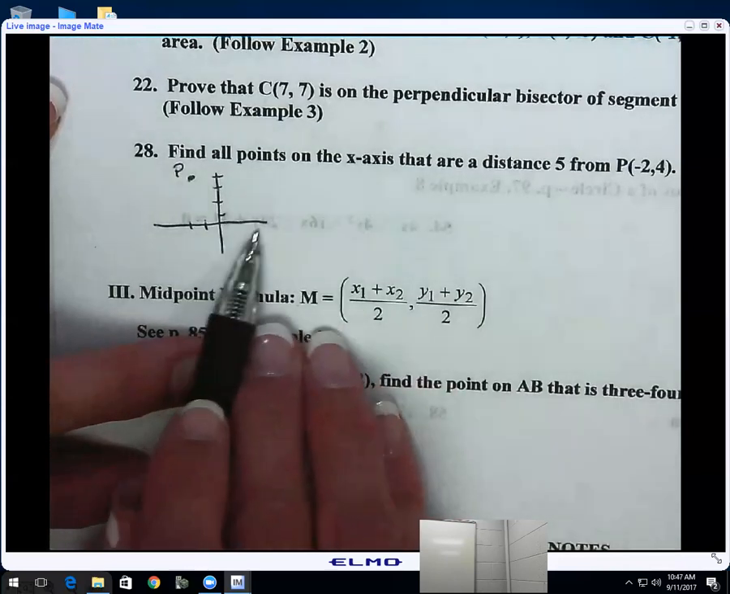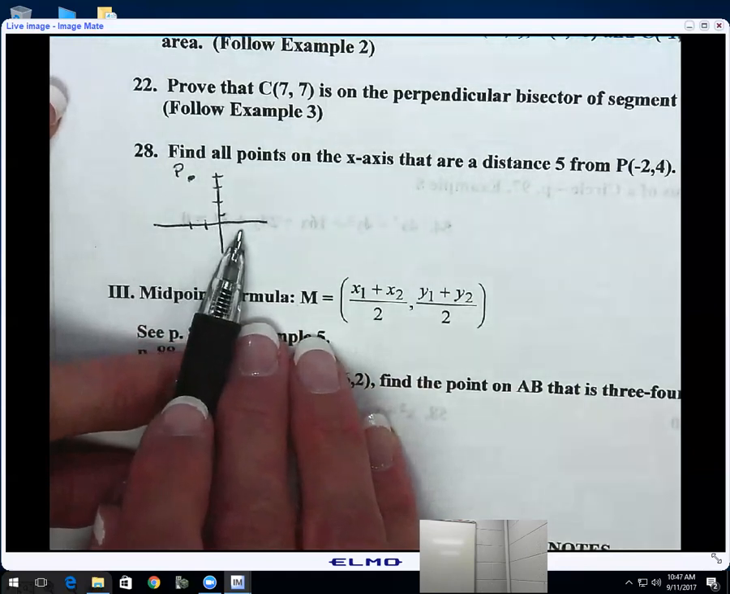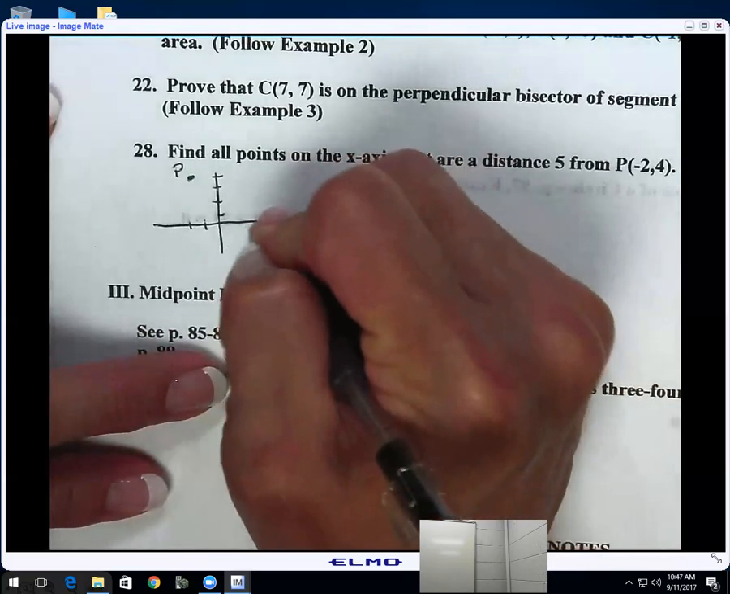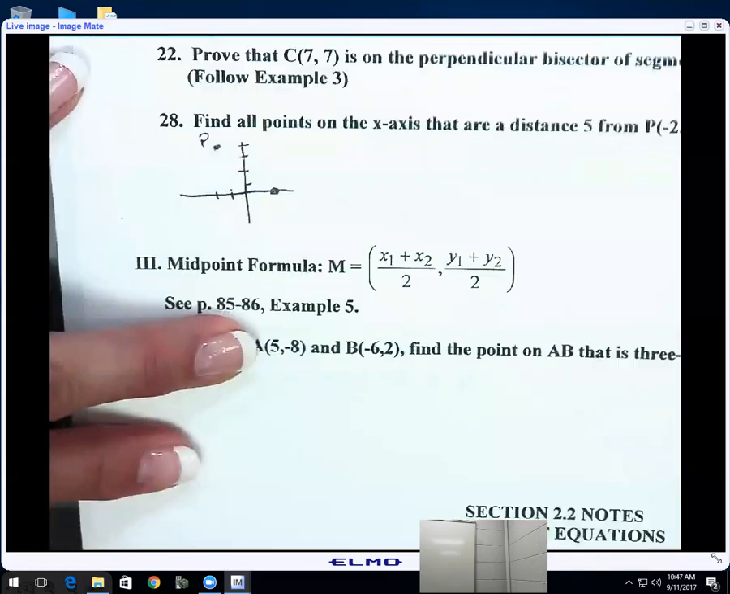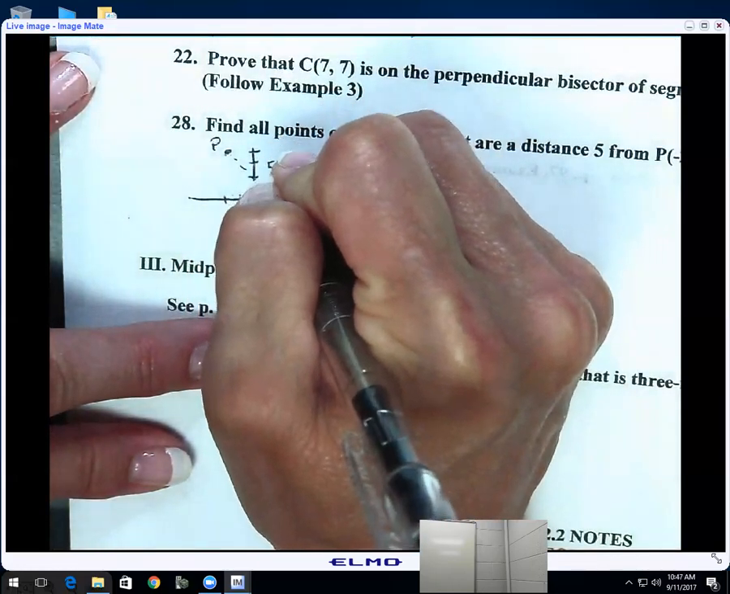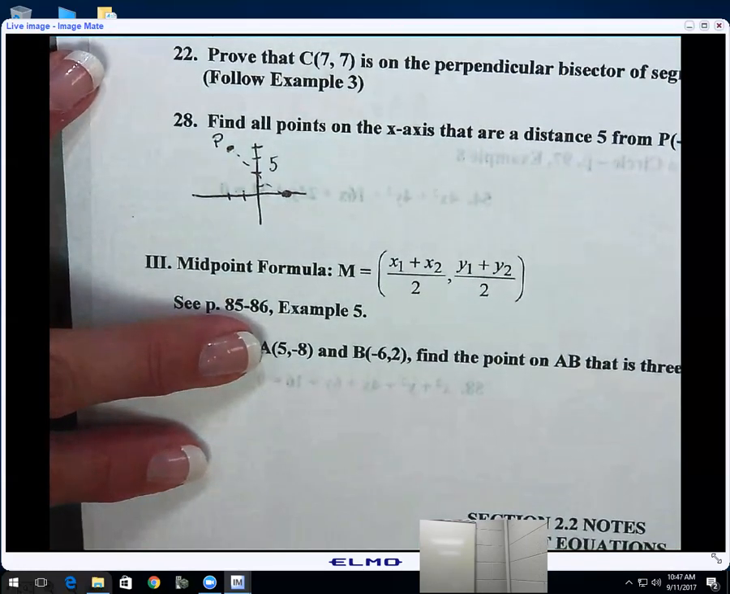Wait, you're saying +3, 4? You're saying there's a point... oh, 3, 4 isn't on the x-axis. I've got to have a point that's on the x-axis. Oh, 3, 0. All right, so somewhere over here, there's a point where the distance is 5. And you're guessing that it's 3, 0, but I'm not totally sure of that yet.